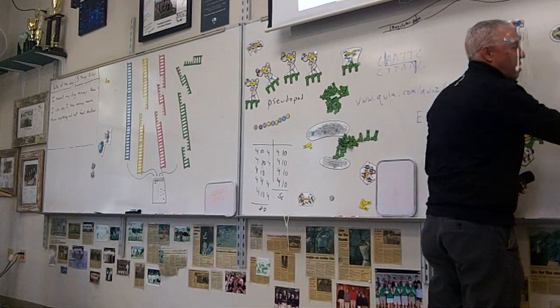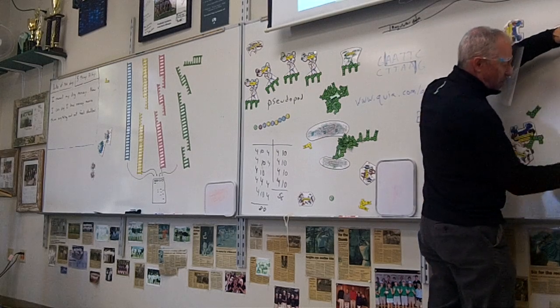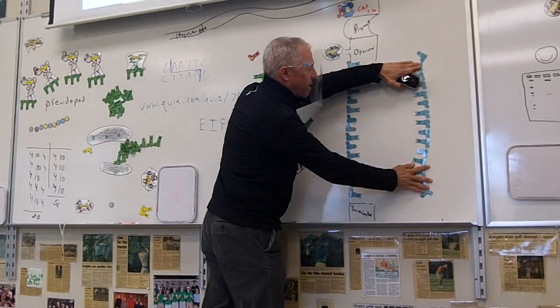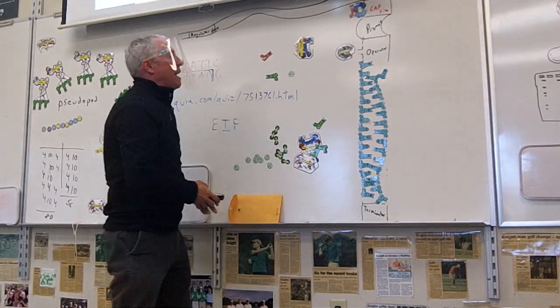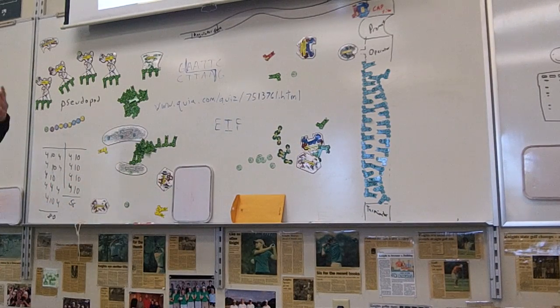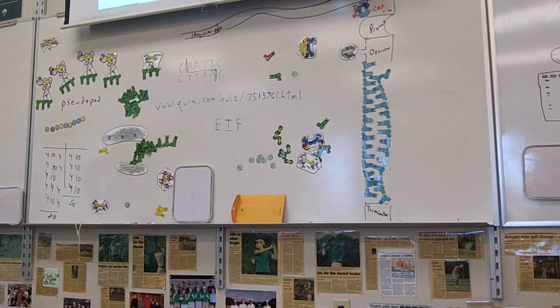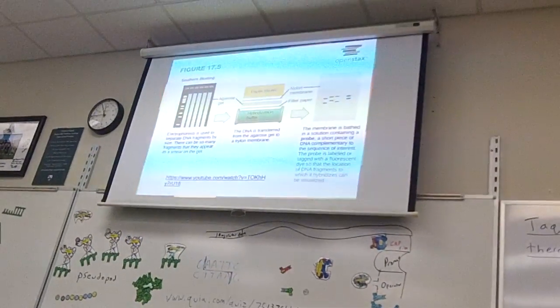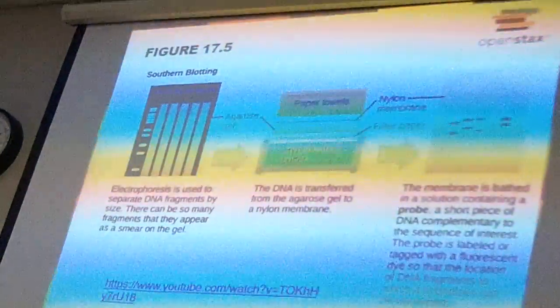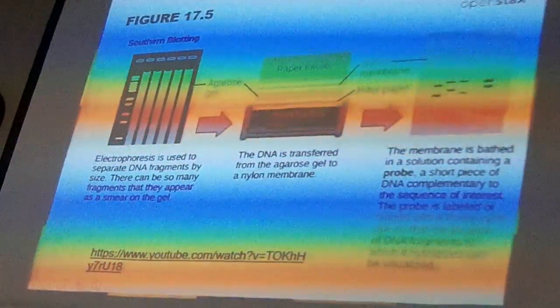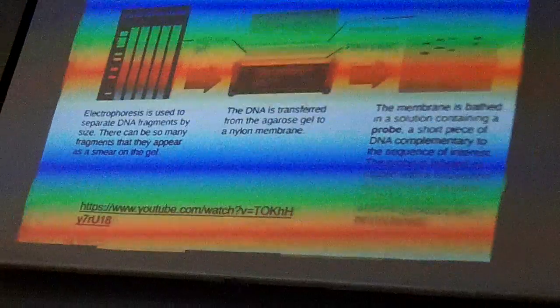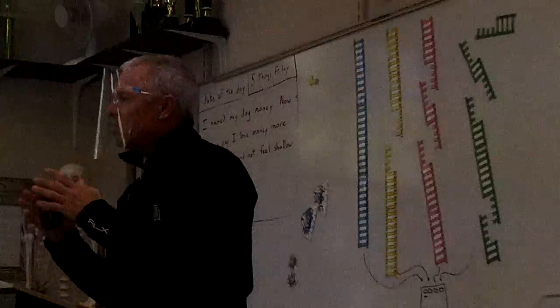So they put these probes all over the place. If the complementary sequence is next to it, they'll stick to it and glow, and they'll light up wherever the correct sequence is. So you'll be able to see just the bands you're interested in. And so it's basically a way to find genes.